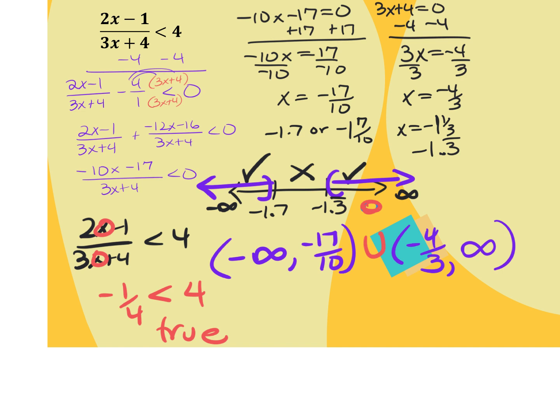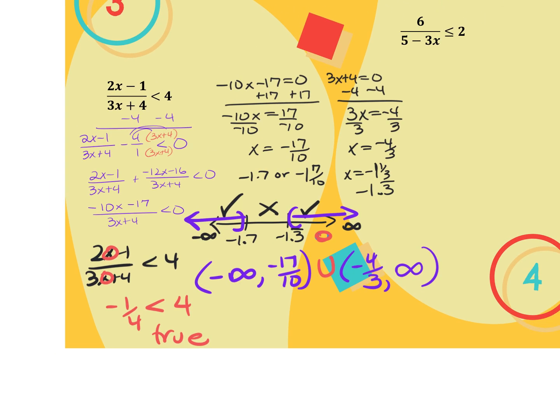The next one has a less than or equal to, but remember, the only number that will get a bracket is the answer that comes from the numerator. The denominator's solution, or the breaking point, will never get a bracket. It'll always be a parenthesis. So let's go ahead and take a look at the next one.